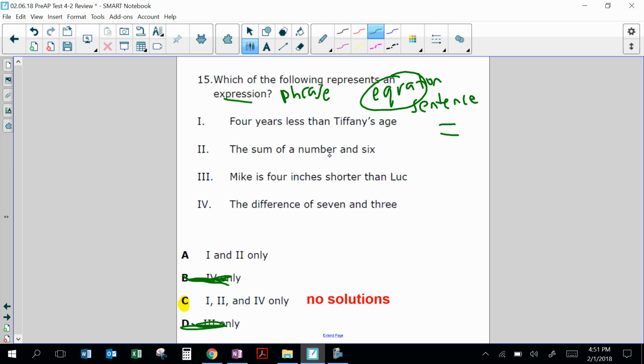The sum of a number and 6. So a number and 6, sum. What is that going to become? It's not a complete thought. So it's not an equation, so it's an expression, so it's A or C again.